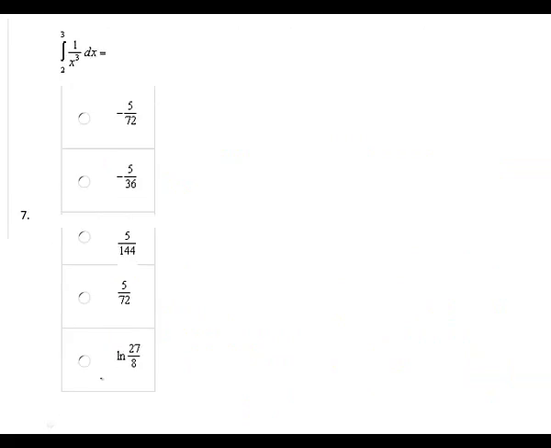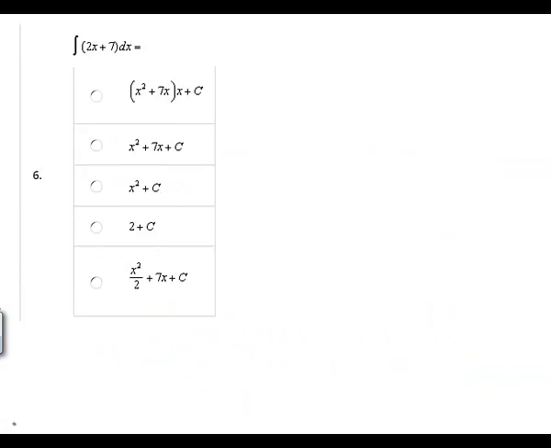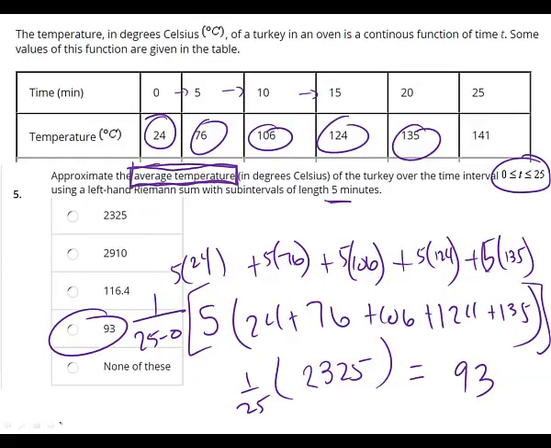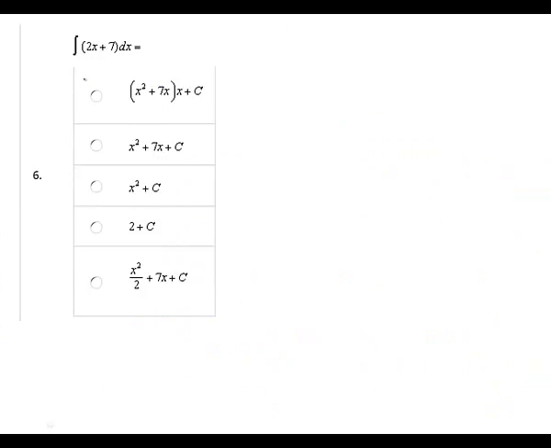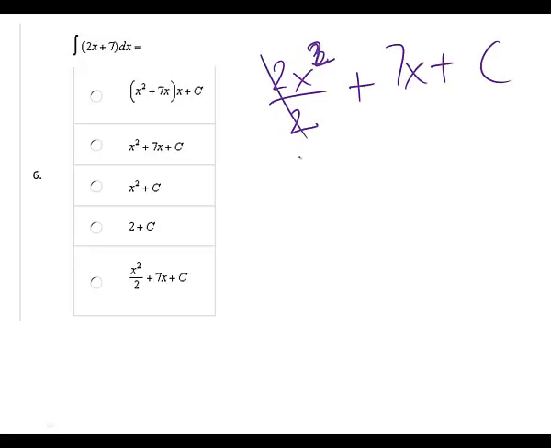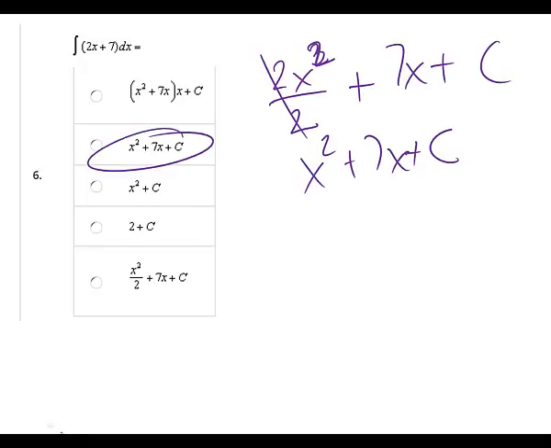All right. Whoops, too fast, sorry. Okay, looking at, was 6 the next one? Okay, so 6. Pretty basic integral. When I integrate 2x, what do we get? 2x to the second, over 2, plus what? 7x plus c. So these go away. I've got x squared plus 7x plus c. We good with 6? Okay.